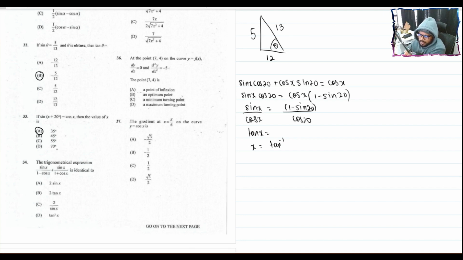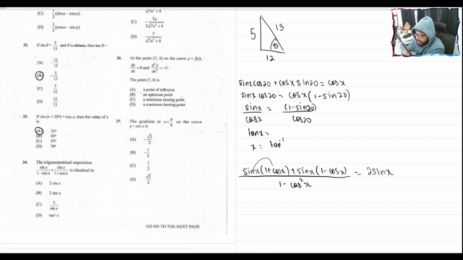The trigonometric expression is identical to, so I'll perform the little shortcut to the LCM. I'll get sine x into 1 plus cos x plus sine x into 1 minus cos x over 1 minus cos x into 1 plus cos x. The denominator is 1 minus cos squared x. You could go ahead and expand it out if you want. So my numerator is going to be sine x plus sine x, which is 2 sine x. I expand it out and add them in the same breath. And sine x cos x, take away sine x cos x is 0. And 1 minus cos squared x is sine squared x. You will cancel with one of the sines on the denominator, and I get 2 over sine x. The answer for 34 is C.